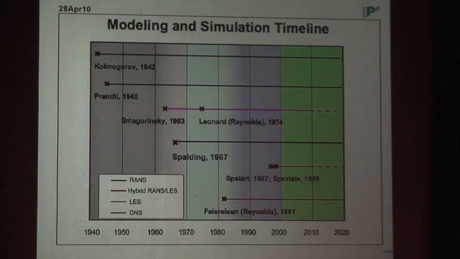Okay, 1982. We now have DNS. Fire Eisen was the first person to do DNS of a compressible homogeneous shear flow. 1981, he was Bill Reynolds' student. You can see that Bill Reynolds had a big impact when it came to simulations.